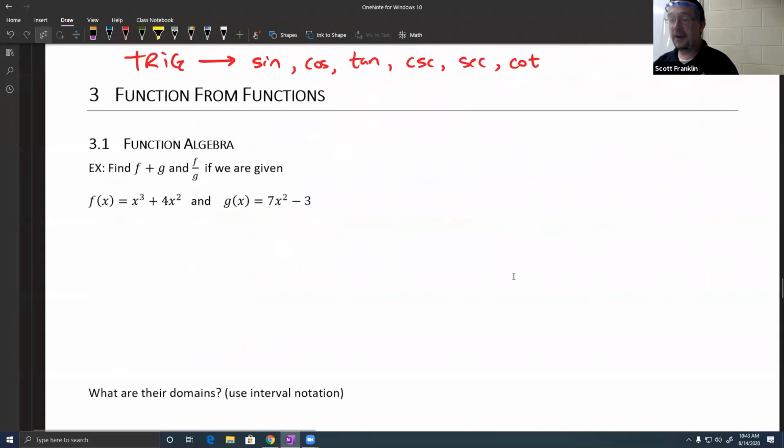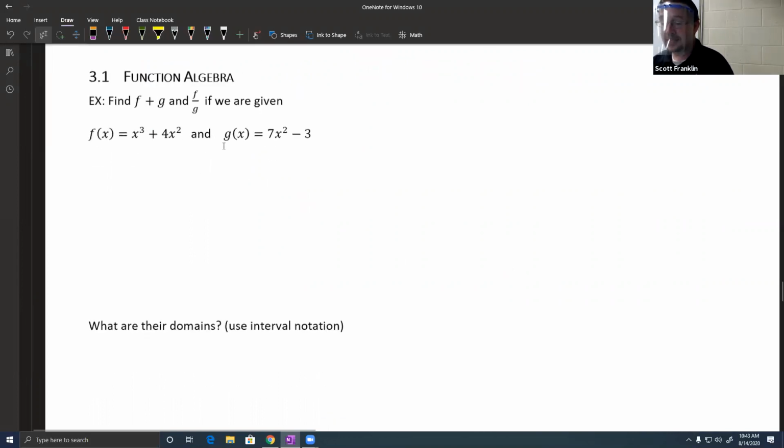Okay, so functions from functions means that we can take functions that are given to us and do things like add them up and create new functions, or multiply or divide or subtract them. And so this example right here is a problem that's on your homework where you're asked to find f plus g and f divided by g if you're given the two functions. And hopefully it's something you've done before. It's as easy as it looks, right?